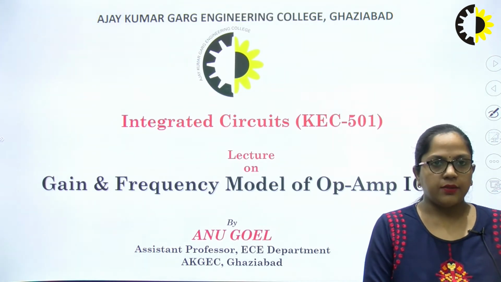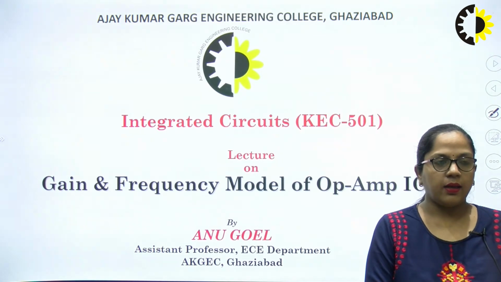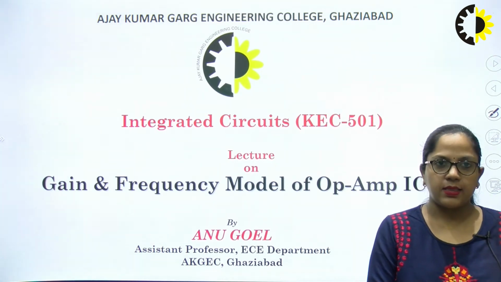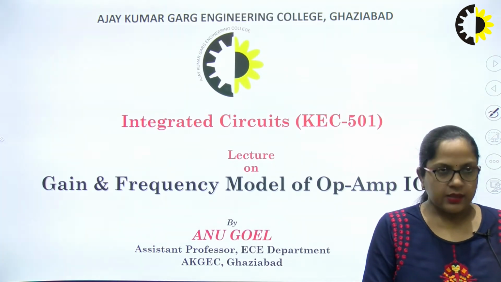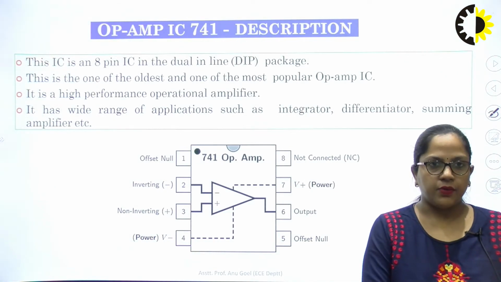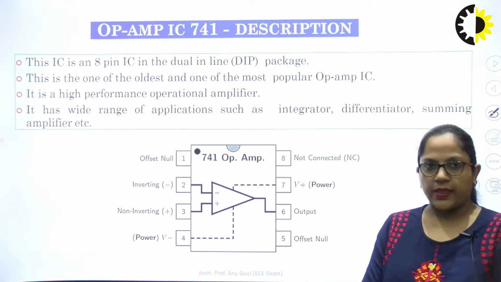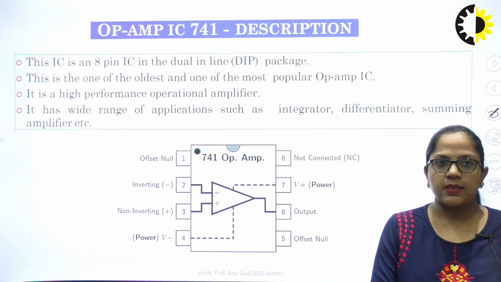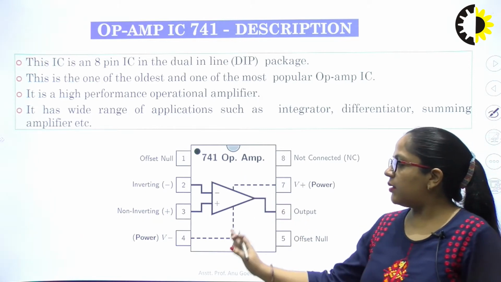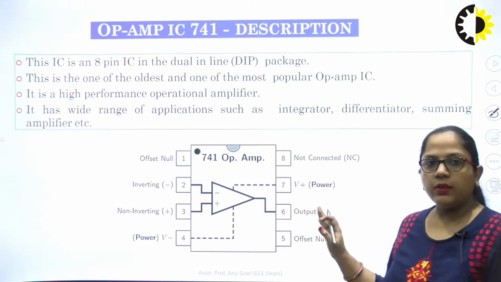In today's lecture, we are going to discuss the gain and the frequency model of op-amp IC 741. Let's have a look at op-amp IC 741. The op-amp IC is an 8-pin IC available in dual inline package. The meaning of dual inline package is that we have a symmetrical number of pins on both sides.